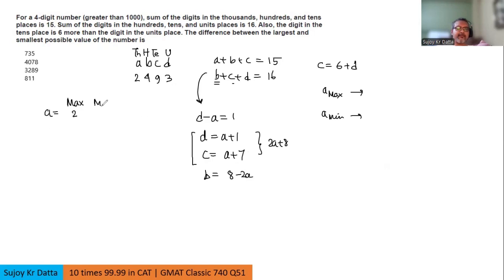Obviously, minimum value of A can only be 1. It can't be 0. So if A is 1, then B is 8 minus 2, 6. C is 1 plus 7. So that's 8. And D is 1 plus 1. So that is 2. They have asked you to find the difference. So it is 811.